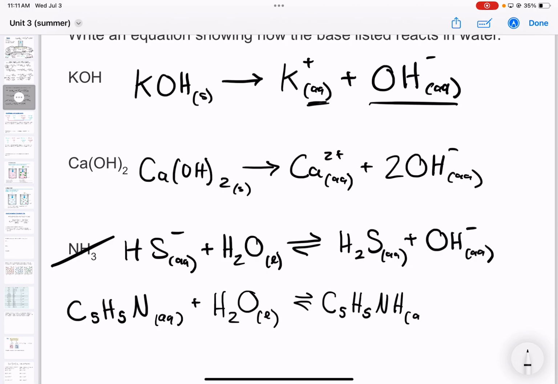Did you write that as C5H6? You could. Anytime you're adding a hydrogen to a base though, I would write it separately. I would separate it because that's an indicator that it's a base, that hydrogen was added. I'm going to say it a slightly different way in a minute.